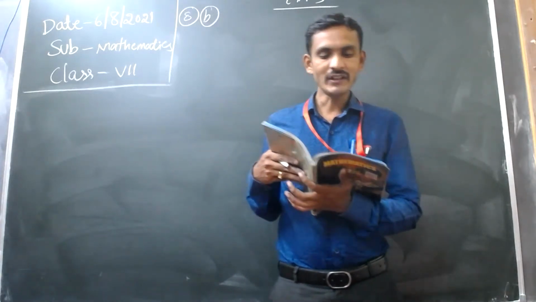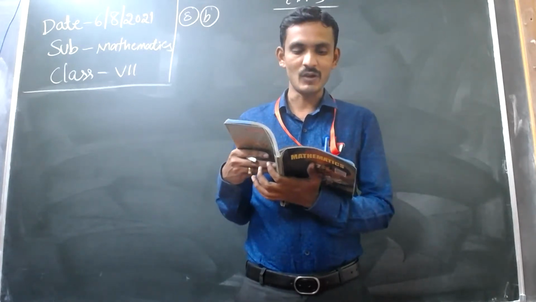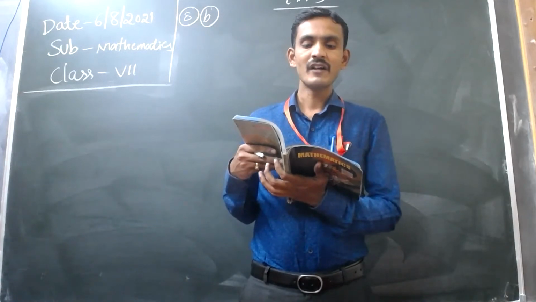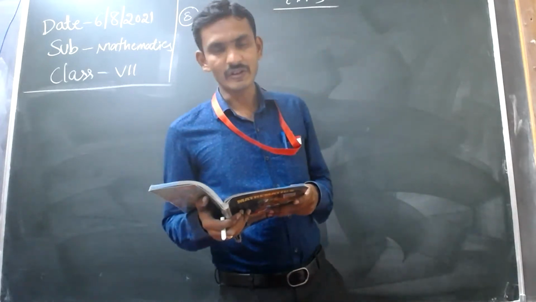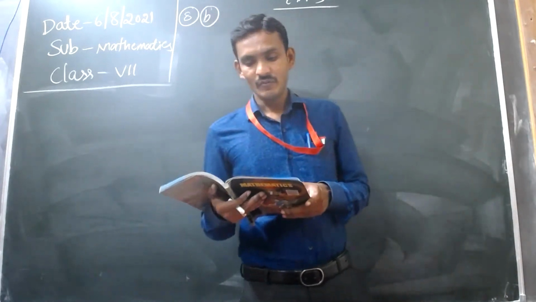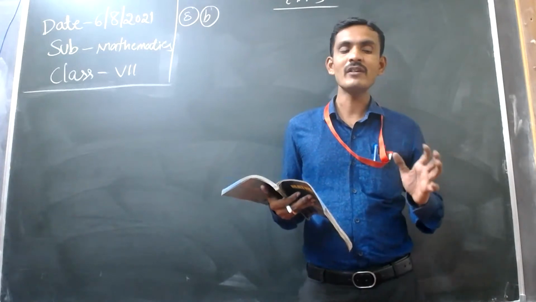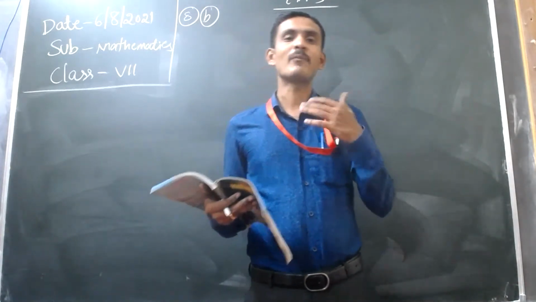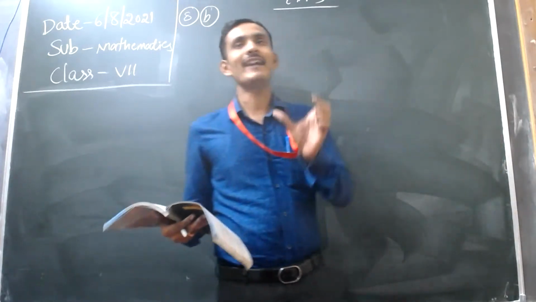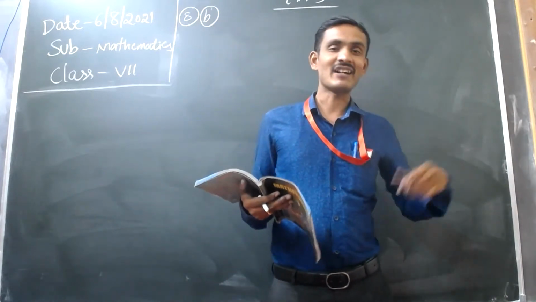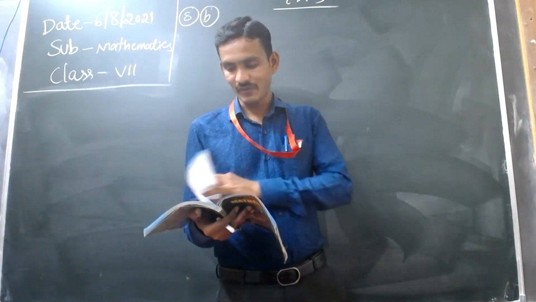Now the next one, B. What is the number of white bags of cement that must be sold to have neither a profit nor a loss, if the number of grey bags sold is 6,400 bags? So here they are asking how many white bags must be sold. In white cement we get a profit of 8 rupees per bag. If we sell one bag, we get 8 rupees profit. But in grey cement, if you sell, you will get a loss of 5 rupees.